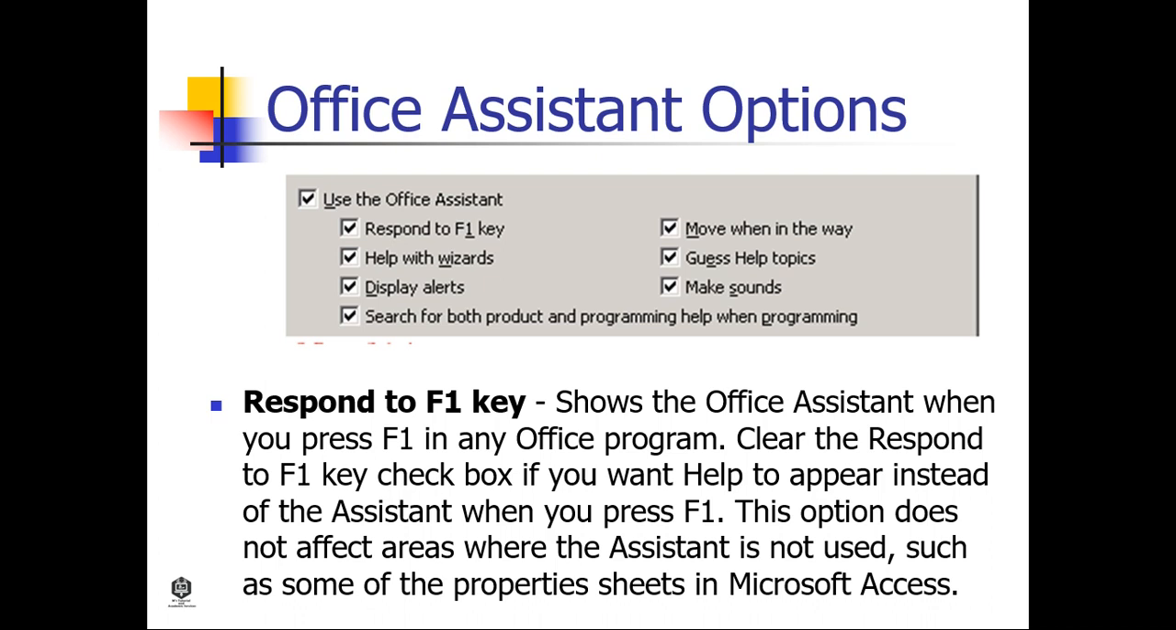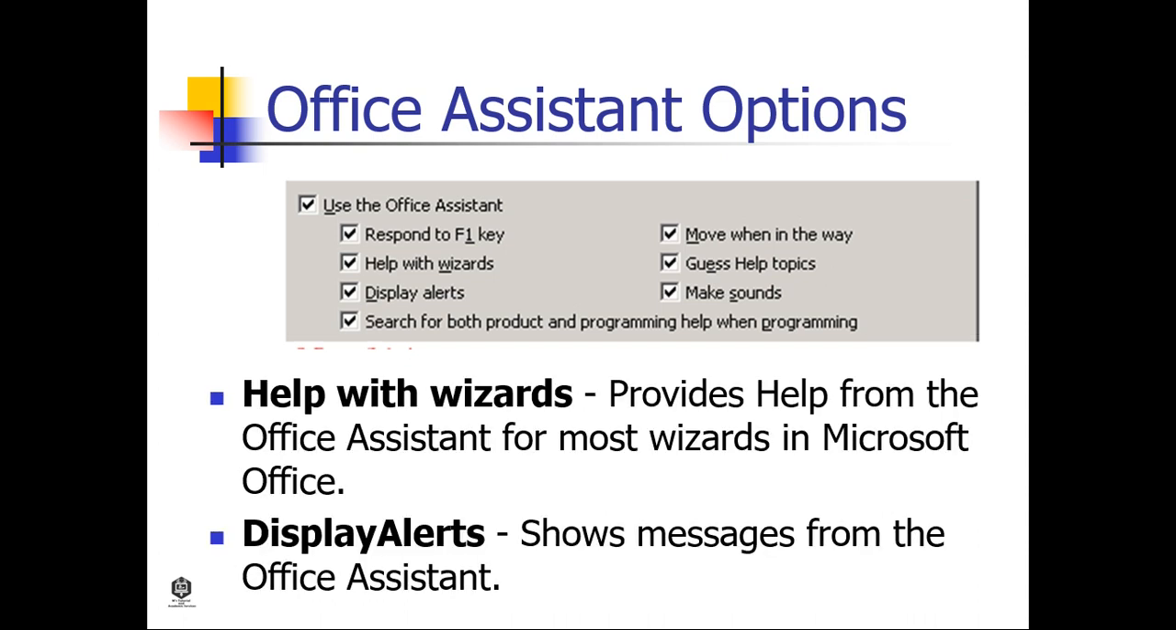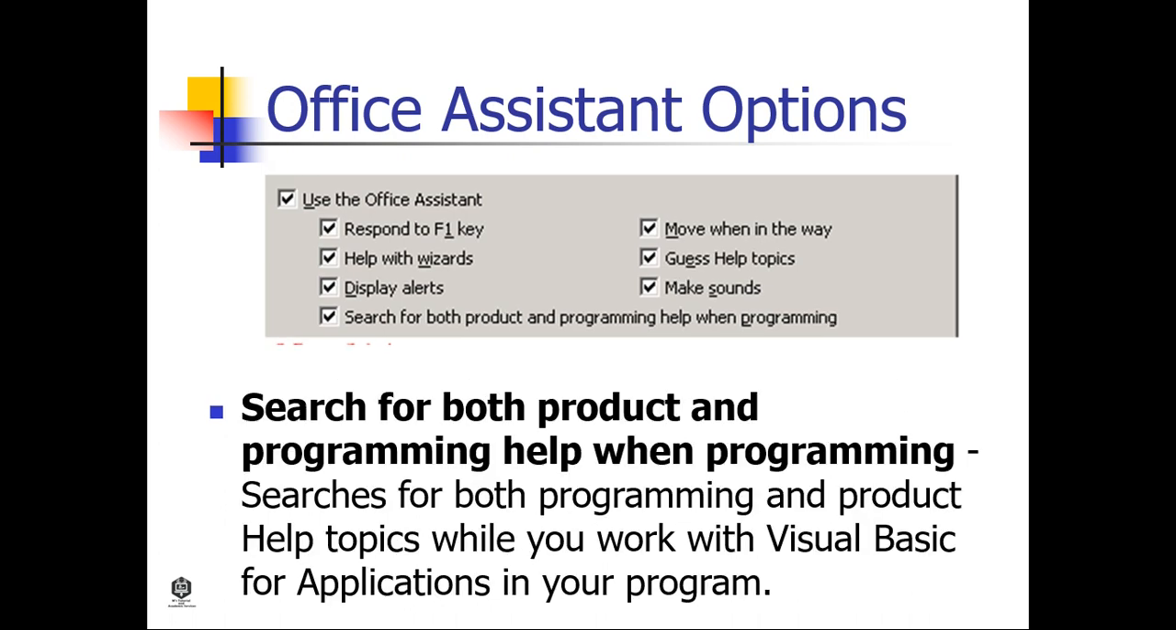Respond to F1 key shows the Office Assistant when you press F1 in any Office program. Clear the Respond to F1 key checkbox if you want help to appear instead of the assistant when you press F1. This option does not affect areas where the assistant is not used, such as some of the property sheets in Microsoft Access. Help with Wizards provides help from the Office Assistant for most wizards in Microsoft Office. Display alerts shows messages from the Office Assistant.